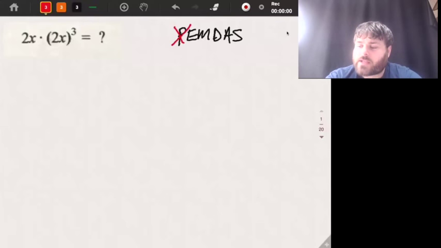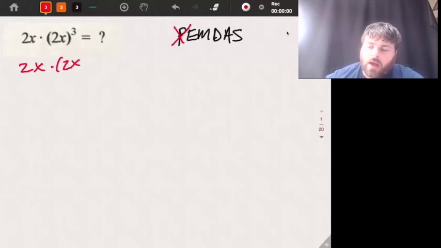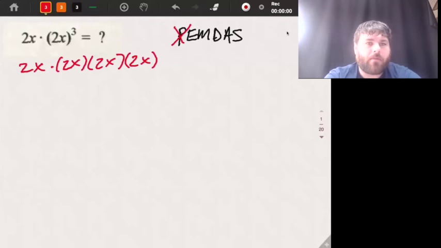So yes, there is an exponent. I've got that little 3 there above the 2x. So I need to multiply this thing inside the parentheses 3 times. I'll show you kind of the long way. There is a little bit of a shortcut here, but first of all, we'll go like this: 2x times 2x times 2x. That's what the third power means. It means we're going to multiply it 3 times.